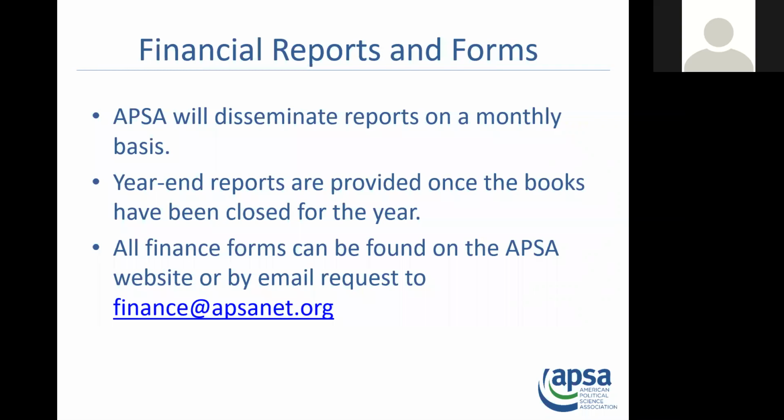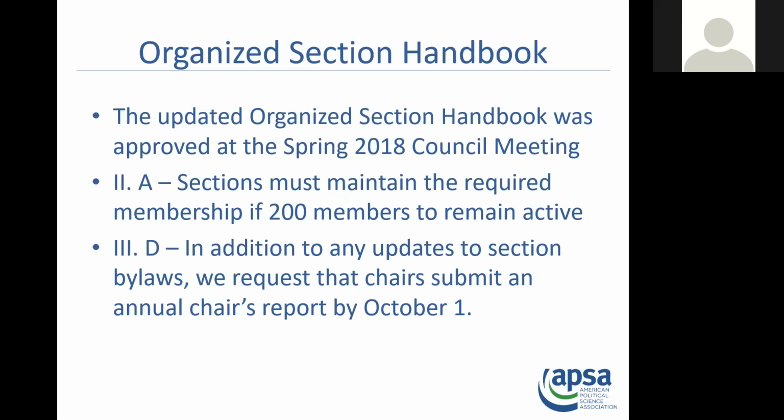We give you an annual report once we've closed the books out for the year, which usually takes a little bit more time, and then all the forms can be found on the APSA website. Or if you wanted to ask a specific question or find information, you can contact us at finance@apsanet.org. And that's the most important email address right there. So if you write that down, you can always get in contact with somebody in the finance department. Thank you.